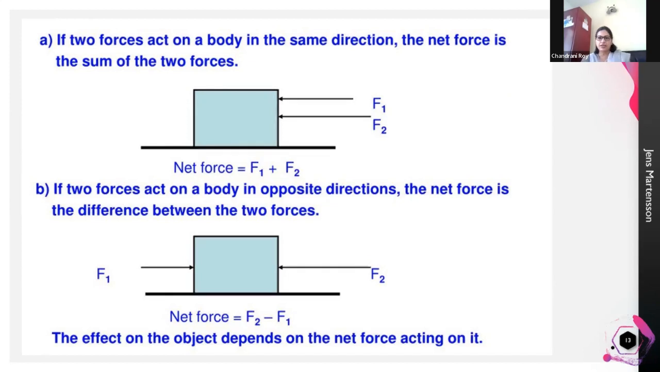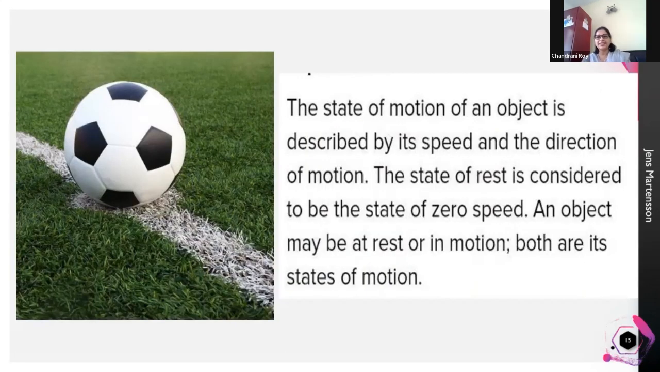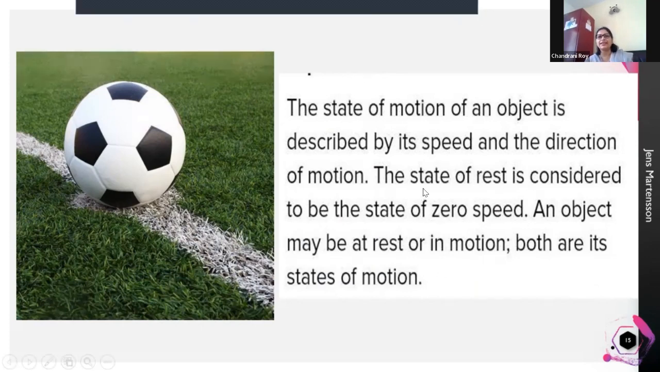So the next concept is that the state of motion of an object is described by its speed and the direction of motion. Children need to understand that the state of rest is also considered a kind of state of motion. A state of rest is considered to be the state of zero speed. This is a very, very important concept that we need to drill into our children. An object may be at rest or in motion, and both are its state of motion. Generally we tend to think that when an object is at rest, we don't consider it to be a state of motion. But they are both its state of motion. That is something we do need to know.